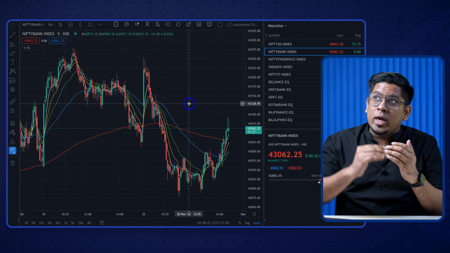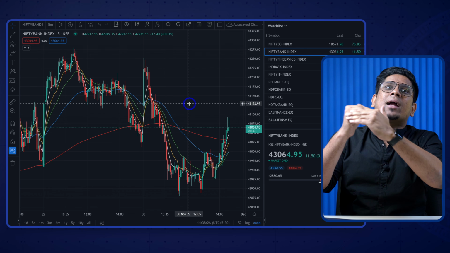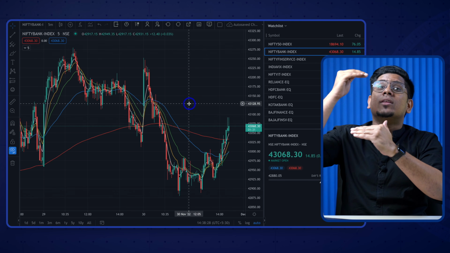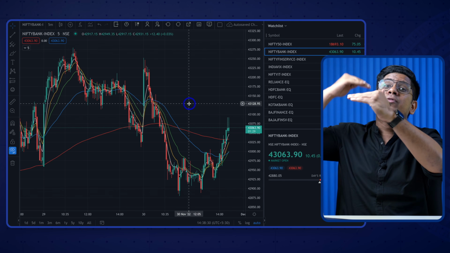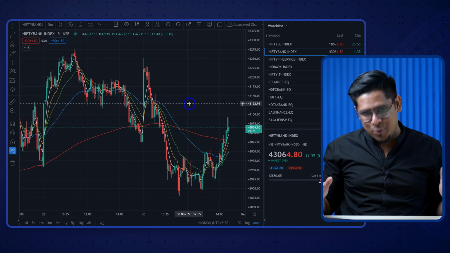If the price is going up from the bottom, and then if it is touching the 10 EMA, it can act as a resistance. If that is being broken, then the 20 EMA can act as a resistance. If that is being broken, the 50 EMA can act as a resistance. And I hope you get the point, right?